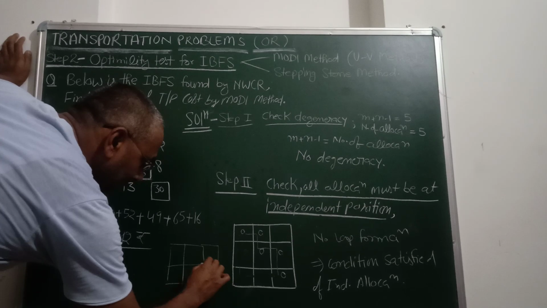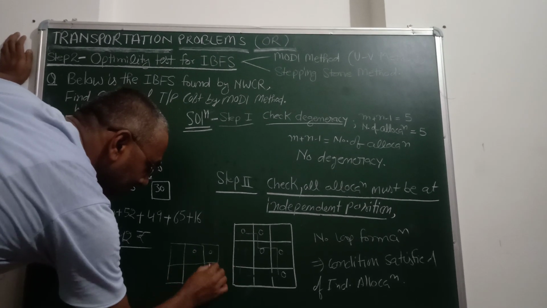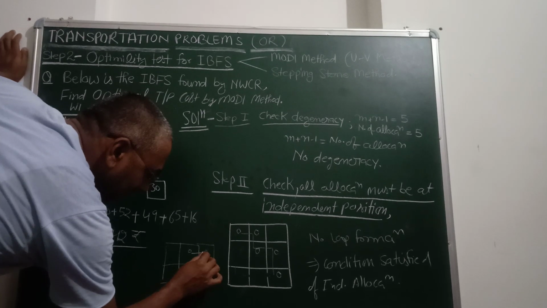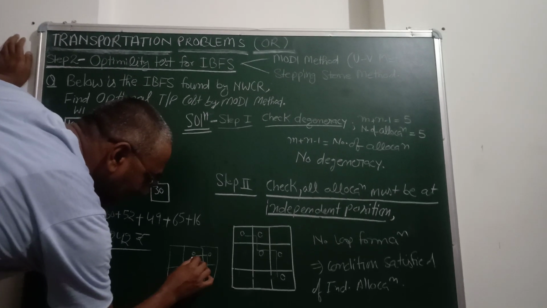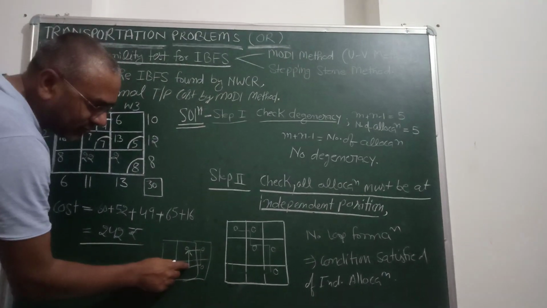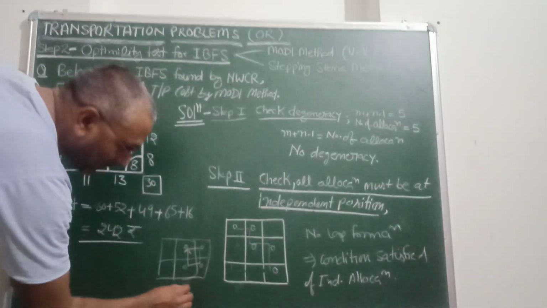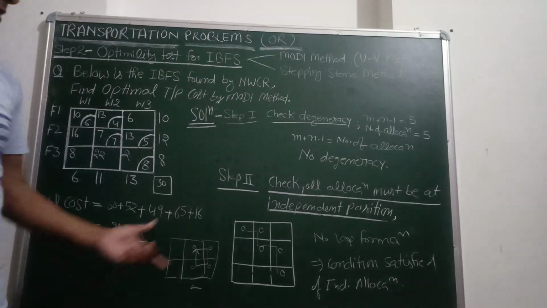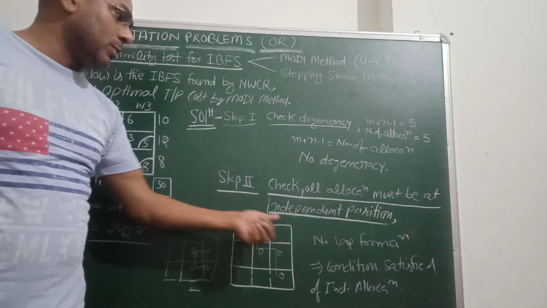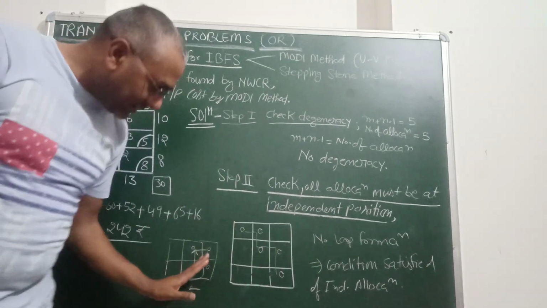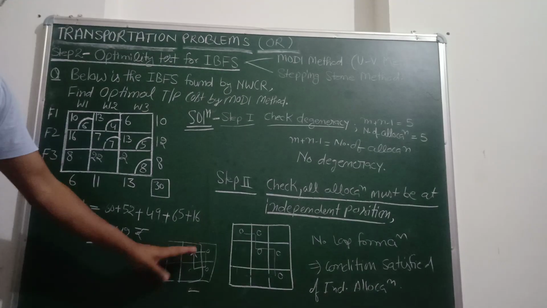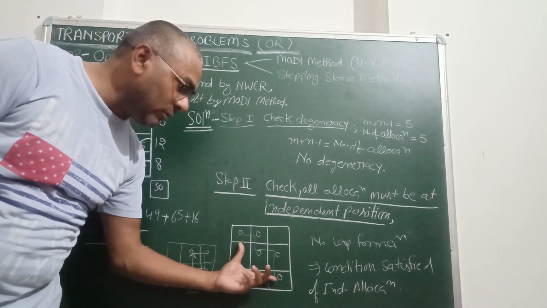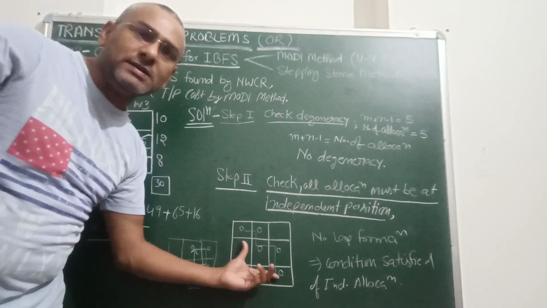Okay, now if the allocations are made here, here, here and here, so if we start moving from this allocation to this, and we can come back to this, then there is a loop formation. So these are the dependent positions. If any dependent position occurs for the allocations, then we cannot proceed further. In this present scenario, the allocations are made at the independent position. That's why we can move to the third step.